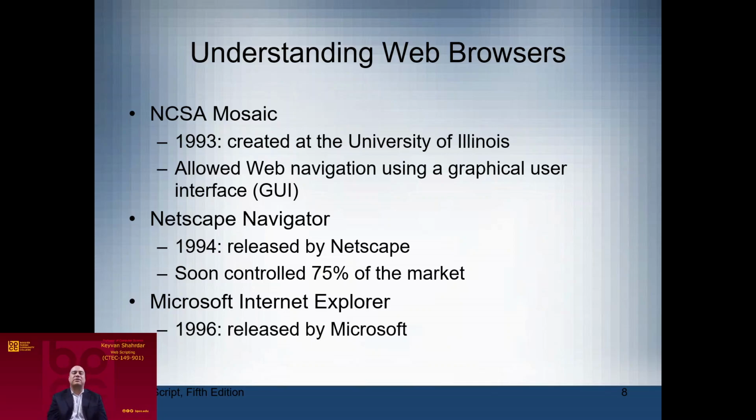The NCSA Mosaic was created in 1993 by the University of Illinois. It allowed web navigation using a graphical user interface, or GUI. Netscape Navigator was the first browser that came out. It was in 94. Actually, it was a little before then that you could get access to it. It was released by Netscape. Soon it controlled 75% of the market. Then Microsoft released their version of the browser, Internet Explorer, in 1996.